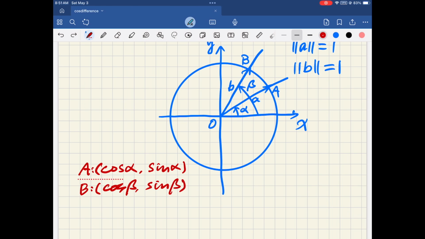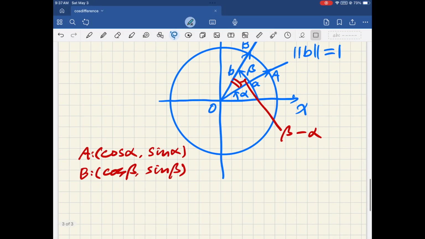Now, what's the angle between our two vectors A and B? Looking at our diagram, if we take the larger angle beta and subtract the smaller angle alpha, we get the angle between them, β − α. This is the angle whose cosine we're interested in.